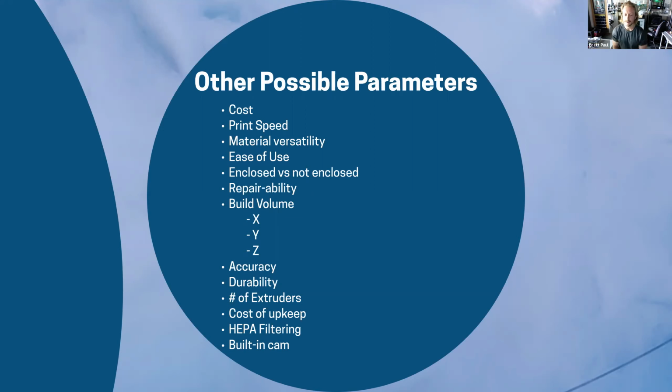Cost of upkeep, HEPA filtering. Some of them come with HEPA filters. That can be nice if you're printing nasty plastics. A lot of plastics just smell bad anyway. And so it's nice to have that all encased, and you don't have to build your own filter system or whatnot. And many higher end ones come with built-in cameras as well.